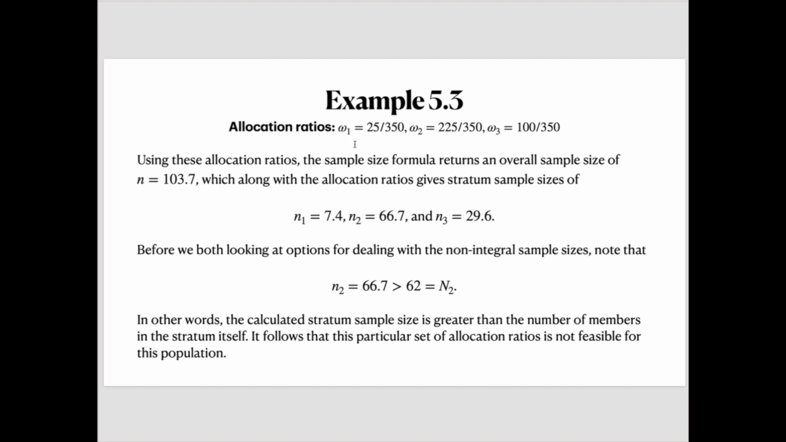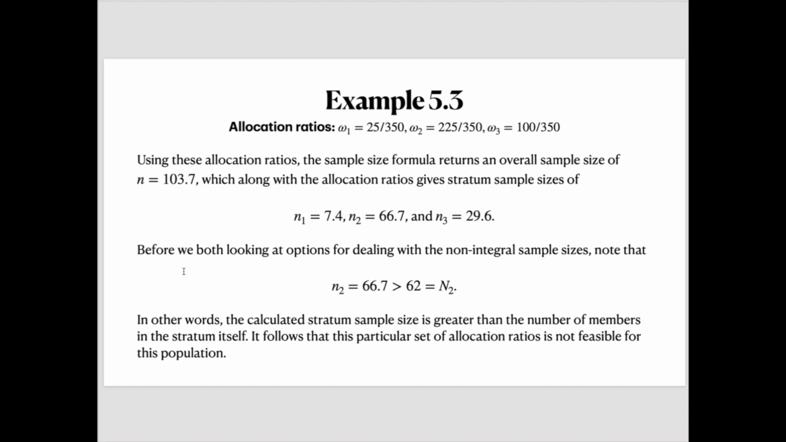Now let's look at this last set of allocation ratios. Omega 1 equal to 25 over 350, omega 2 equal to 225 over 350, and omega 3 equal to 100 over 350. Using these allocation ratios, the sample size formula returns an overall sample size of 103.7 observations, which, along with the allocation ratios, gives stratum sample sizes of 7.4 observations from stratum 1, 66.7 observations from stratum 2, and 29.6 observations from stratum 3.